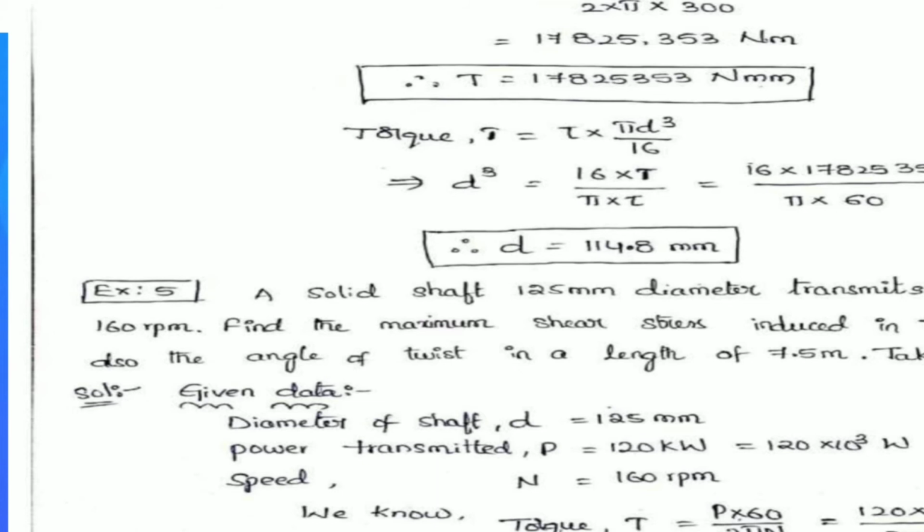What are the differences between the above four problems? In the first problem, diameter and shear stress are given to find out the torque. In the second problem, diameter and torque are given to find the shear stress. And finally, in the fourth problem, shear stress, speed and power are given to find out the diameter.